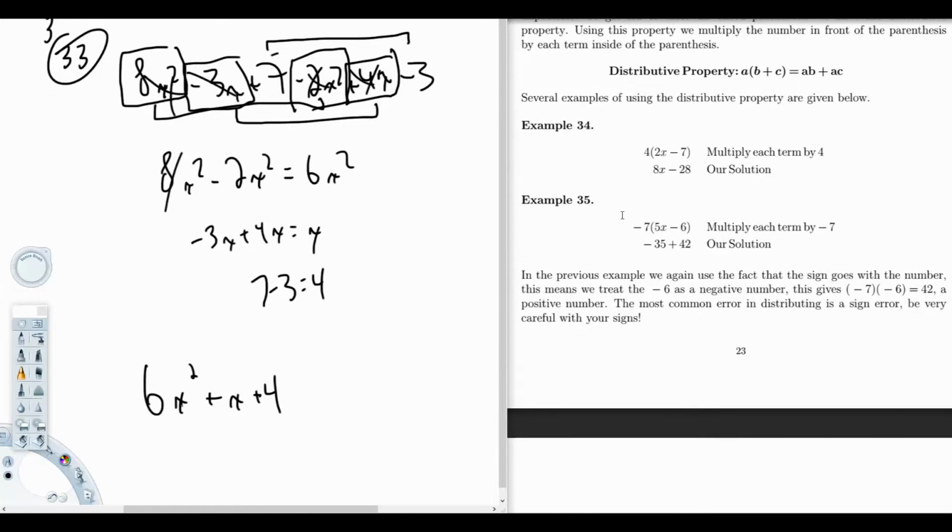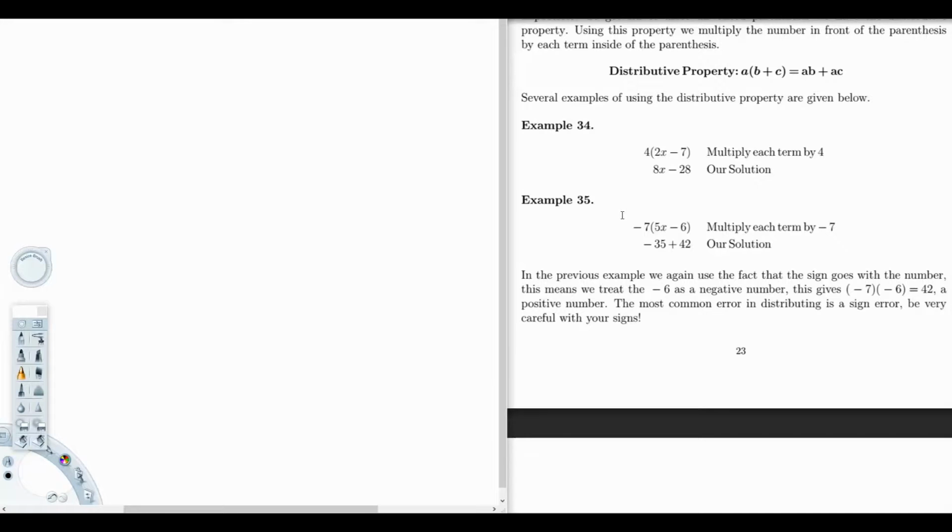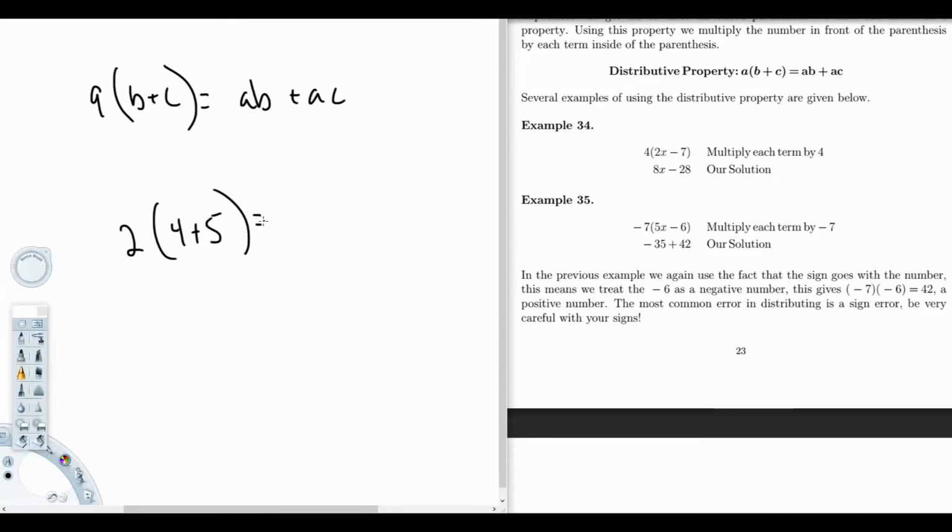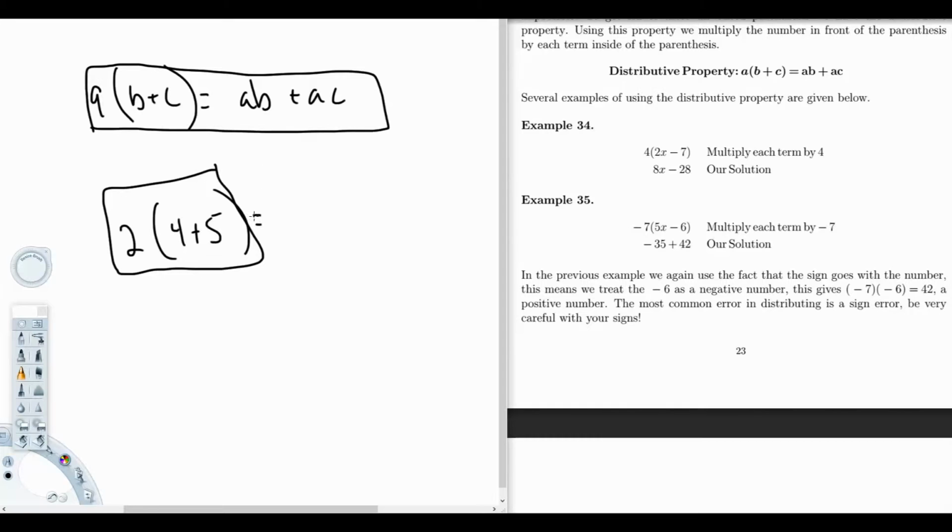Now we're going to study the distributive property. What does it say? A times B plus C equals AB plus AC. Now let's try that. Does that always work? So let's do 2 times 4 plus 5. Now if you remember, this is with letters. This is with numbers. Let's see if this works.